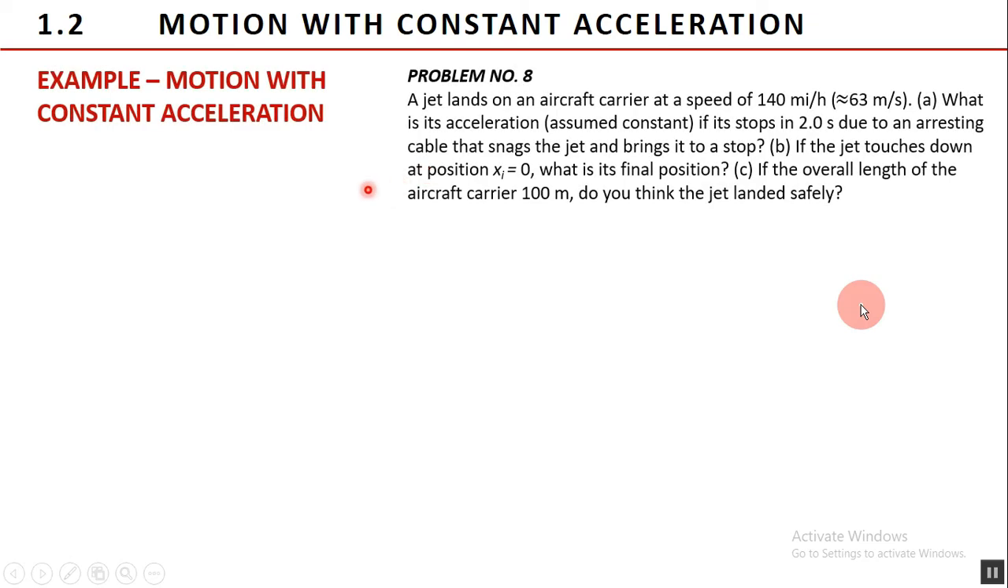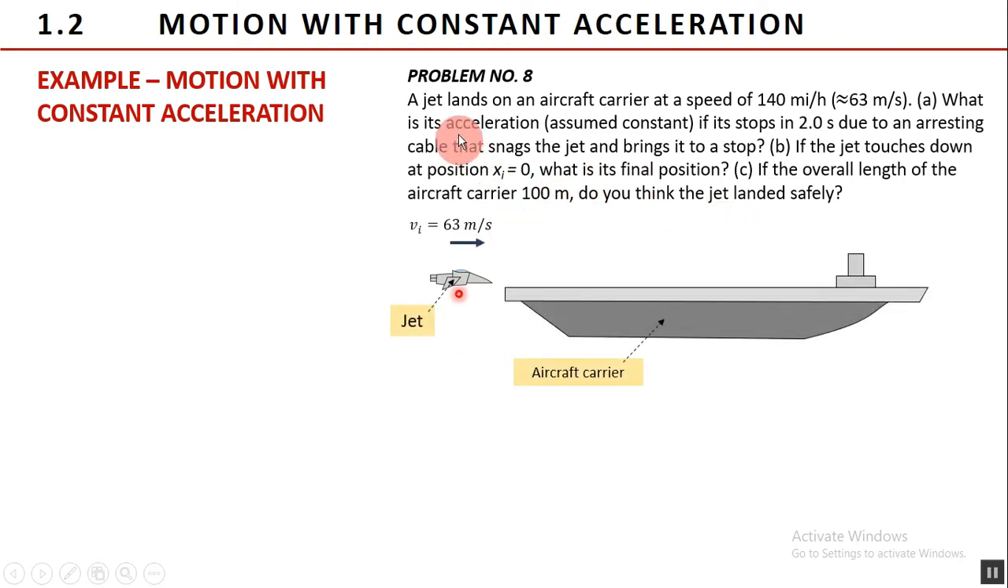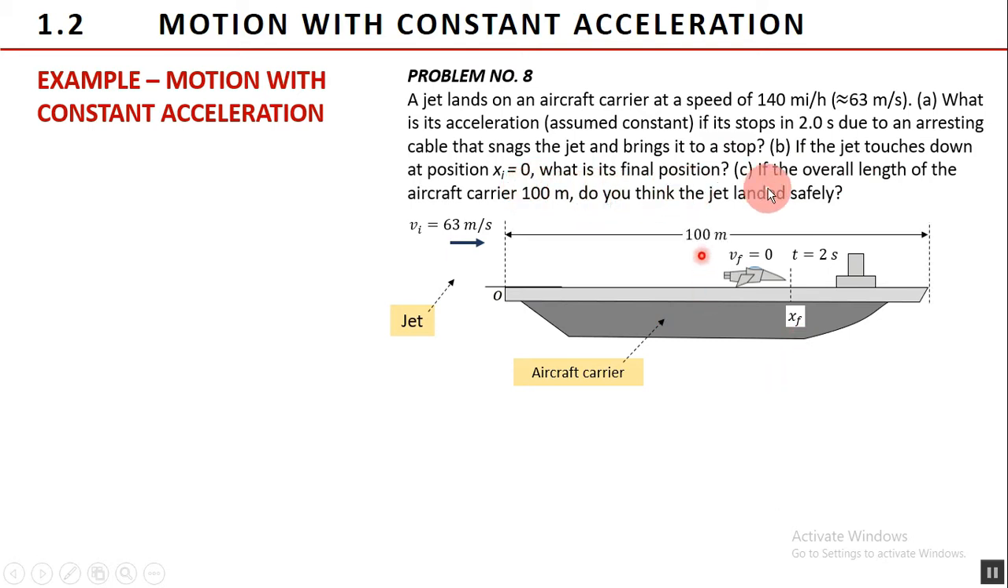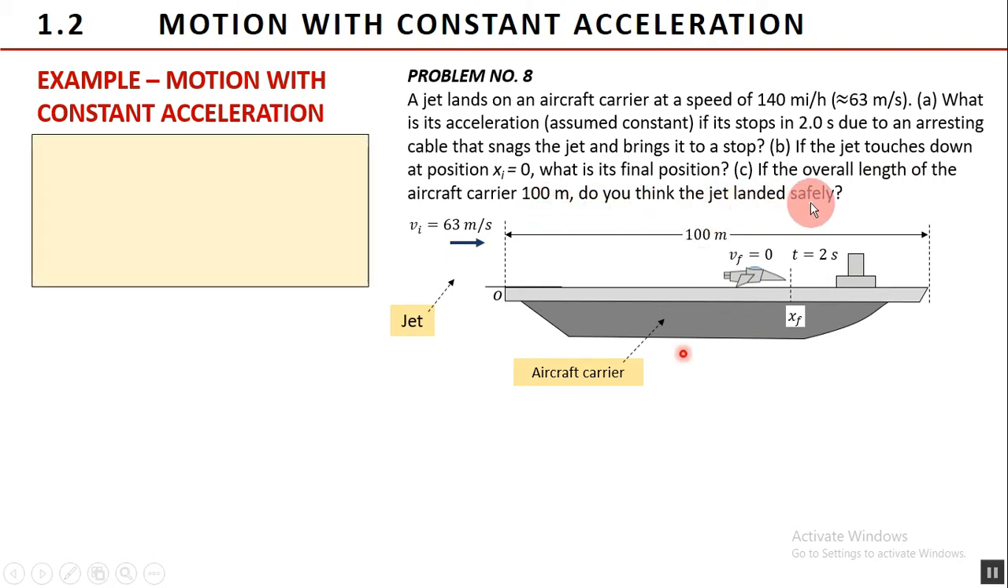Now let us use these equations in solving problems. Problem number 8. A jet lands on an aircraft carrier at a speed of 140 miles per hour, approximately 63 meters per second. Letter A. What is its acceleration, assumed constant, if it stops in 2 seconds due to an arresting cable that snags the jet and brings it to a stop? Letter B. If the jet touches down at position x sub i equals 0, what is its final position? Letter C. If the overall length of the aircraft carrier is 100 meters, do you think the jet landed safely?